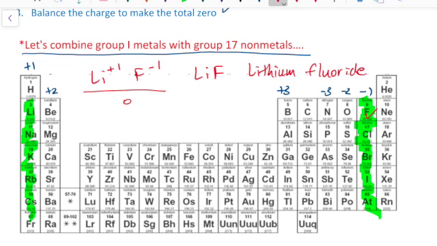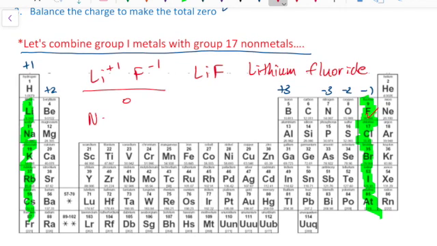Okay, let's do another one. How about sodium? Sodium is +1, and let's combine sodium with bromine. Bromine is in group 17, -1. The charge is already balanced to 0, so the formula is going to be NaBr, and the name is going to be sodium bromide.